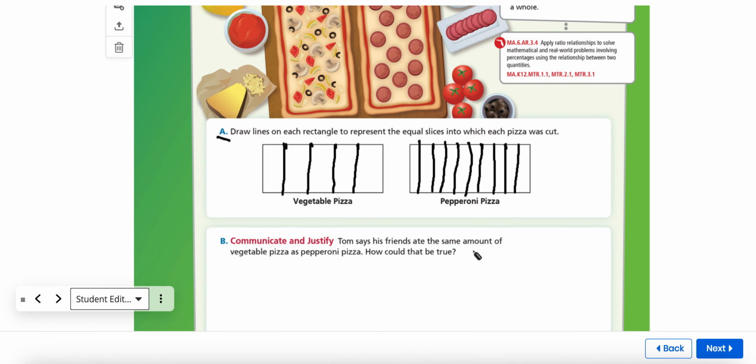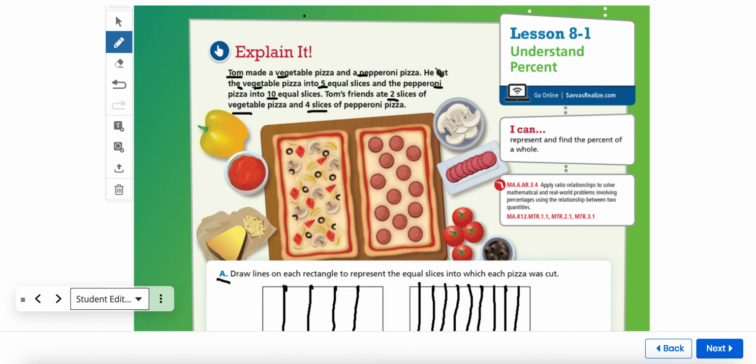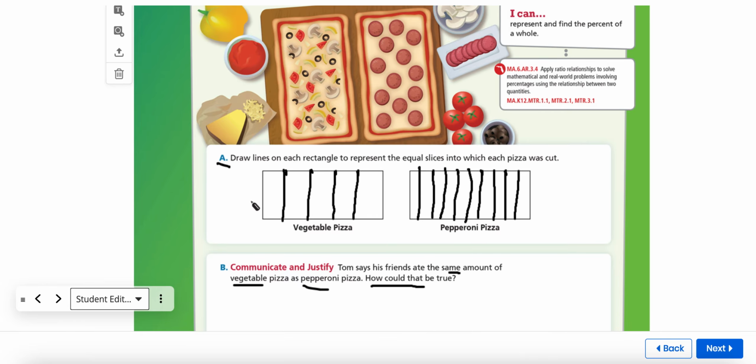Part B says, Tom says his friends ate the same amount of vegetable pizza as pepperoni pizza. How could this be true? Let's find out how much pizza the friends ate. For the vegetable pizza, they ate 2 slices. So I'm going to shade in 2 slices of the vegetable pizza. These are 2 slices. This is what was eaten on the vegetable pizza.